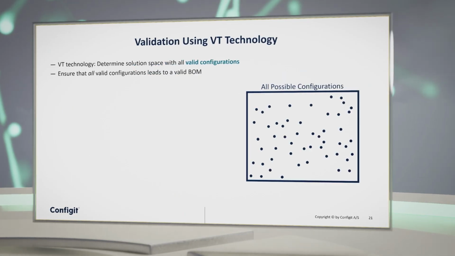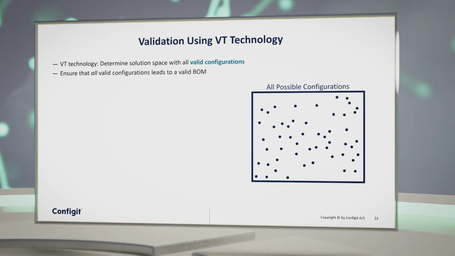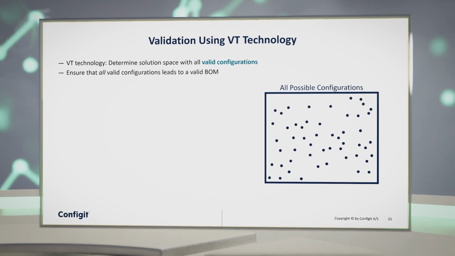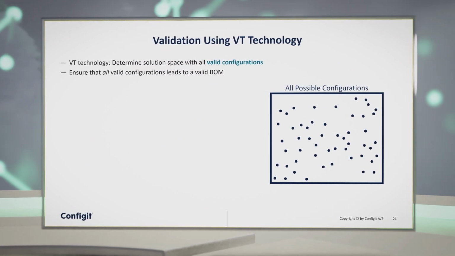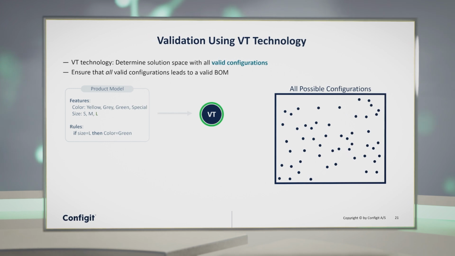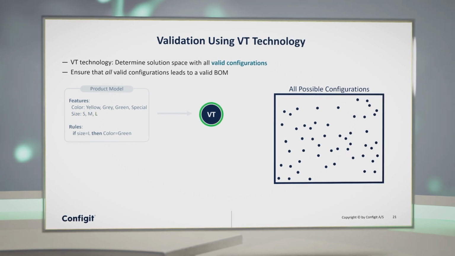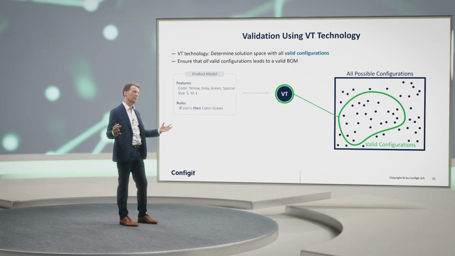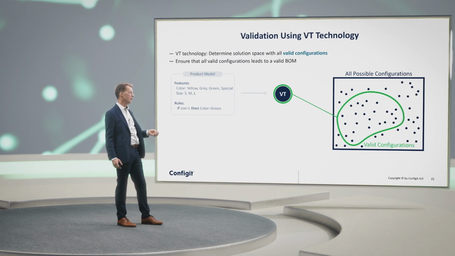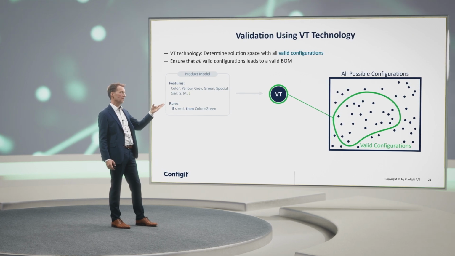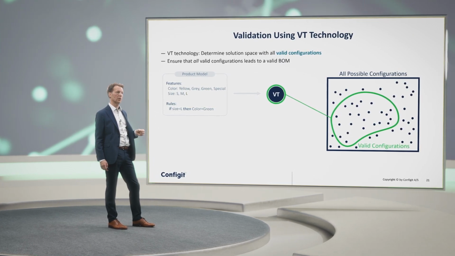The way we do this is a process where we use our VT technology. We build solution spaces for the product model and for the bill of material, and we compare them. So the approach is that you take the logical model, you build a solution space by compiling it with our VT technology, and what that gives you is a set of valid configurations among all the possible configurations. So I try to illustrate that here on the right with this green circle, indicating that some configurations are not valid combinations according to the rules in my product model.